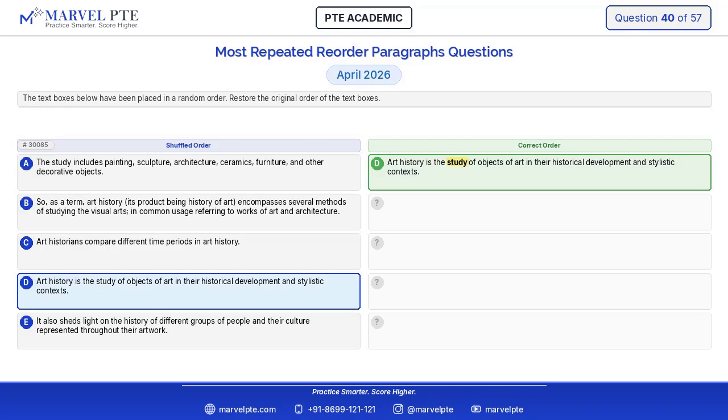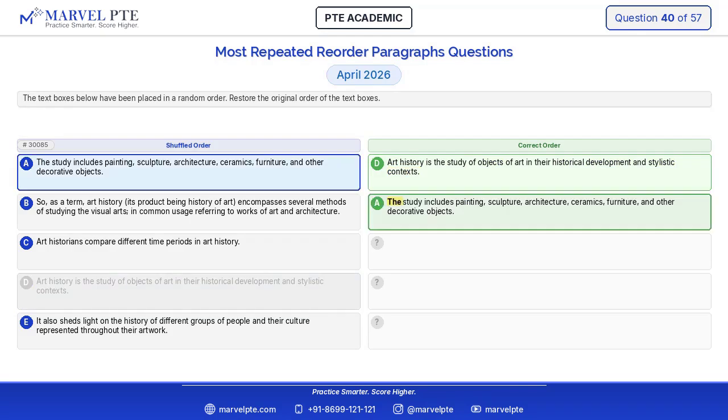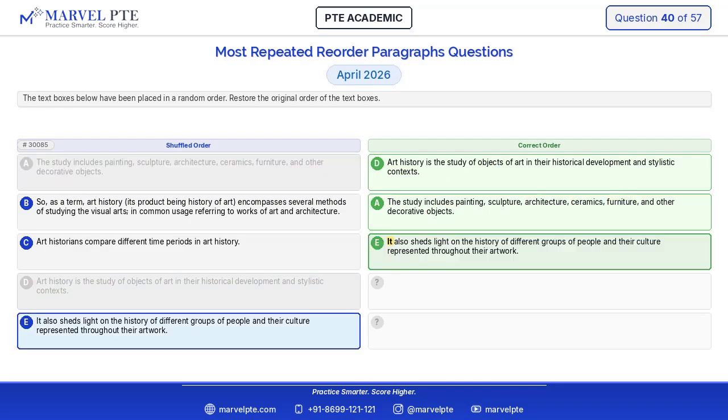Art history is the study of objects of art and their historical development and stylistic contexts. The study includes painting, sculpture, architecture, ceramics, furniture, and other decorative objects. It also sheds light on the history of different groups of people and their culture represented throughout their artwork.